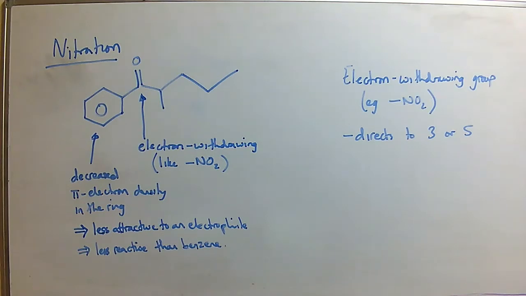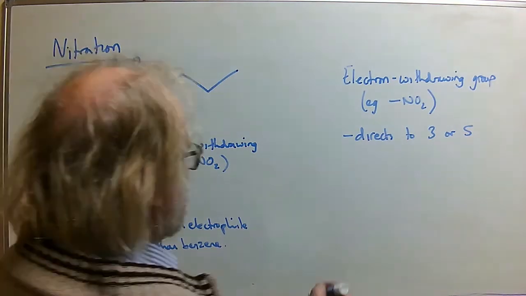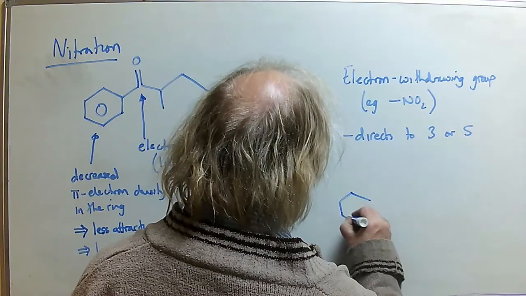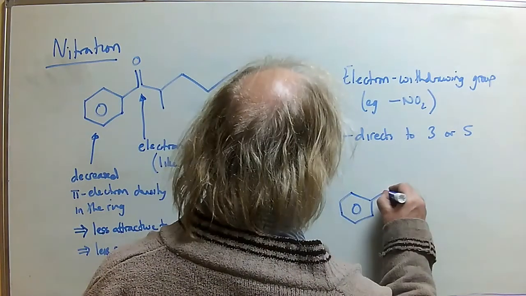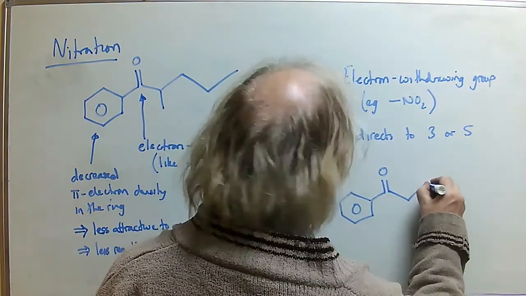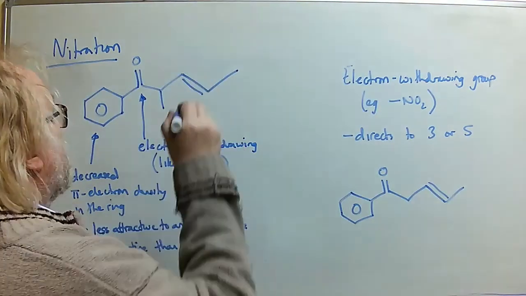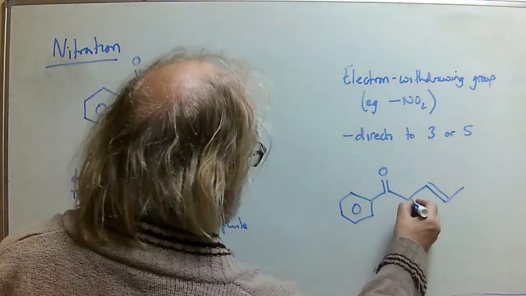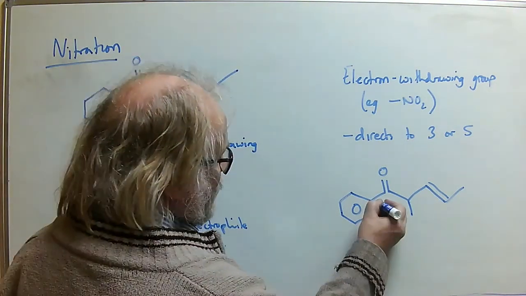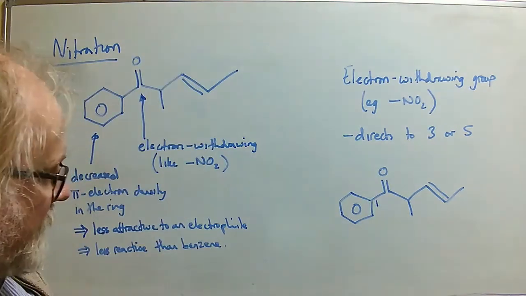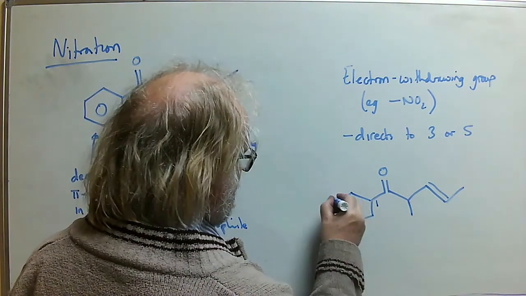I mean, that's not a hard and fast rule. You can make it react more than once, but when it asks you for the product, if there's an electron withdrawing group there, you would normally just go for a single reaction at the 3 or 5 position. So in our case, you've got this compound, and that's the 1 position. So the 3 position is this one.